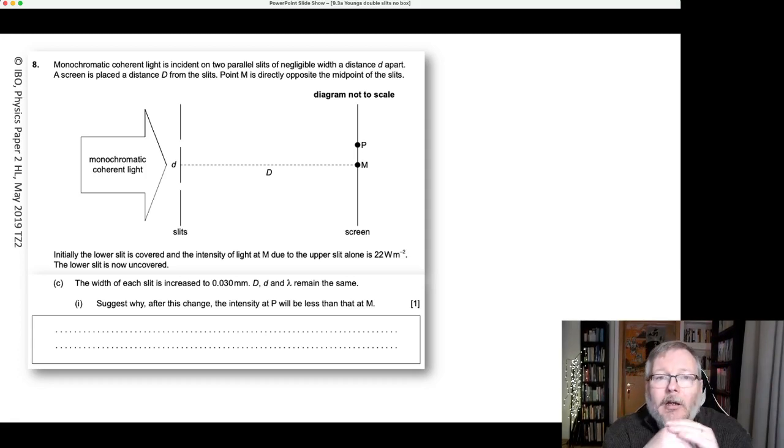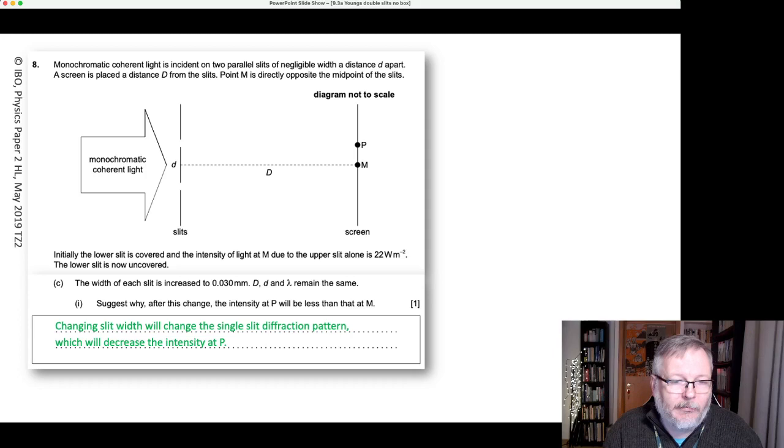Just 1 mark, so it's not a complicated question. Well, what have we done? We've introduced a slit width, so now we've got to worry about the diffraction pattern. And by implication, once we apply this diffraction pattern envelope, then the intensity at that point will be less. So changing the slit width will change the single slit diffraction pattern, and changing the single slit diffraction pattern will have caused the intensity at P to be less than that at M. Certainly wouldn't have increased it or left it stay the same, so it's got to decrease it.